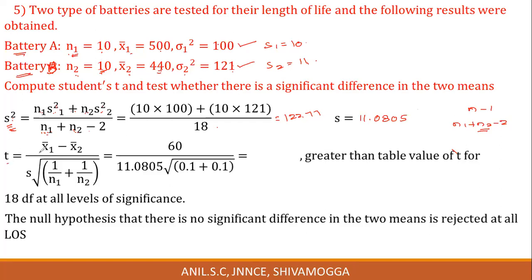Now t, when the means of two groups are specified, is given by x1 bar minus x2 bar divided by S into square root of 1 over n1 plus 1 over n2. We have both the mean values: x1 is 500, x2 is 440. Therefore, x1 minus x2 is 60, divided by S, 11.0805, into square root of 1 over n1, that is 1 by 10.1, plus 1 over n2, that is also 1 by 10.1. Just calculate this.